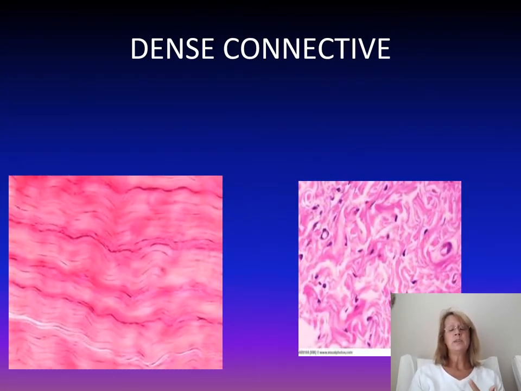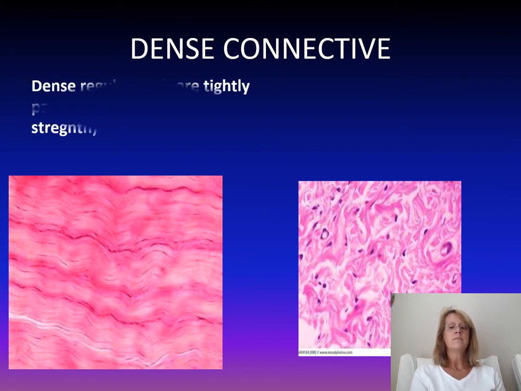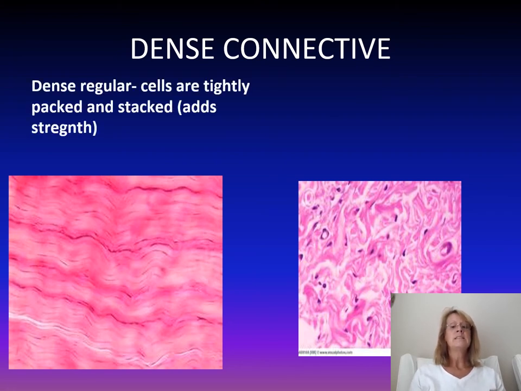As you can see in these pictures, dense connective tissue gets its name because the cells are tightly packed. And on page 9 in your coloring book, you can see dense regular connective tissue and you can see irregular connective tissue. And sometimes an artist's drawing makes it a little bit easier to understand than an actual photograph. But what we're seeing here in the first part, this is dense regular. Now, in the case of dense regular, it gets its name because it has a nice regular pattern to it.